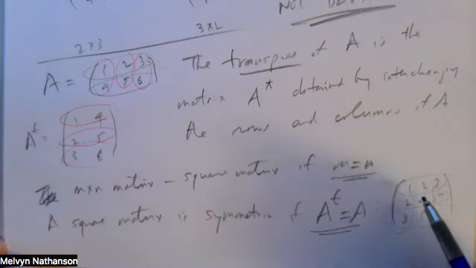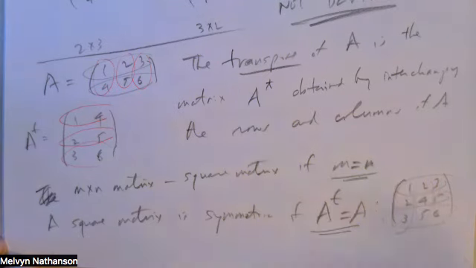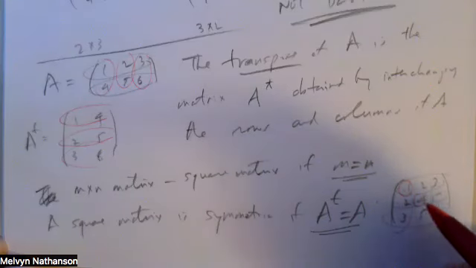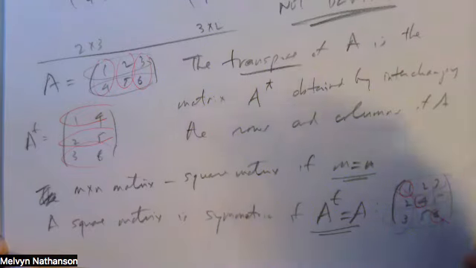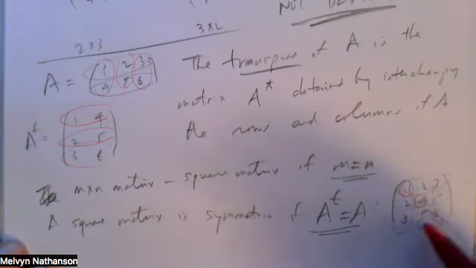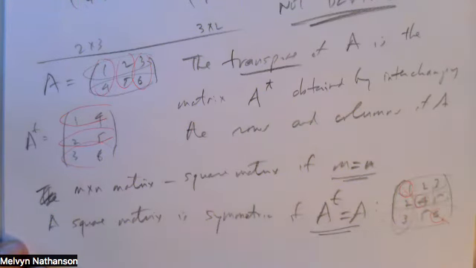Another way of saying that is, if you go down the diagonal of the square matrix from the upper left-hand corner to the lower right-hand corner, that's called the main diagonal. If you reflect the matrix through the main diagonal, you get exactly the same matrix. 2, 2, 3, 3, 5, 5. So symmetric matrices turn out to be very important later on.